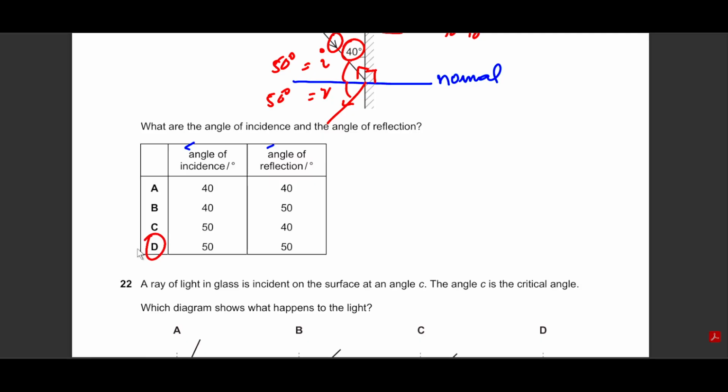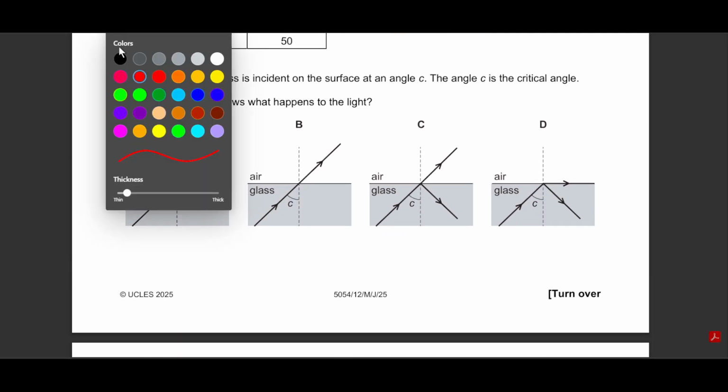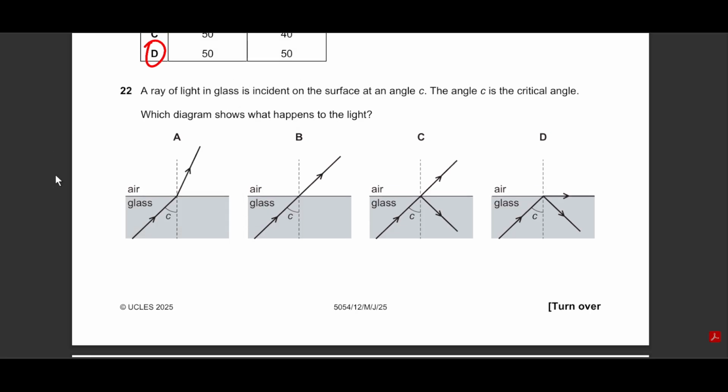It's going to be option D. Question 22 is a repeated question. It gets you many times in the past. First, let's dismantle all the options which are incorrect entirely.